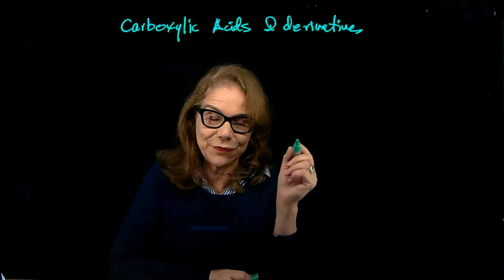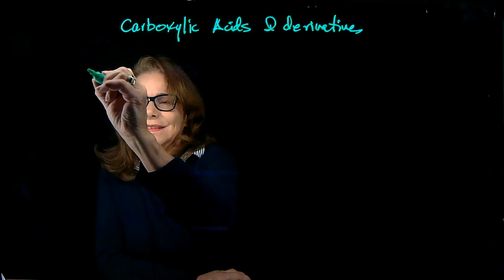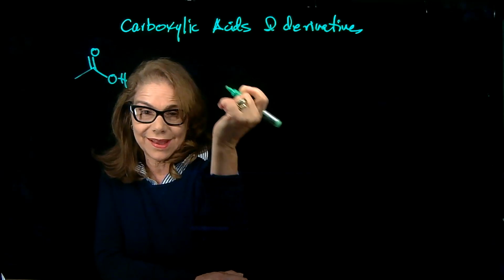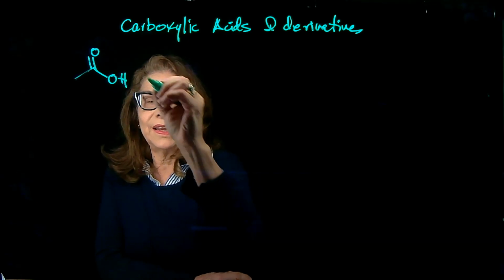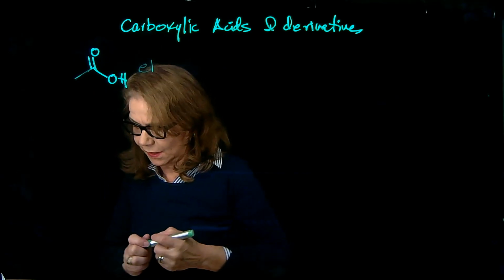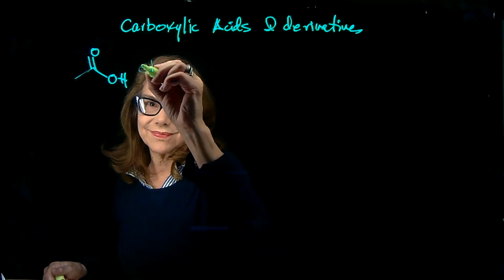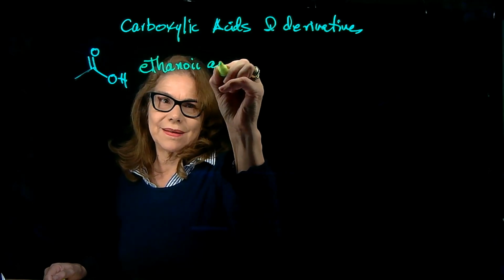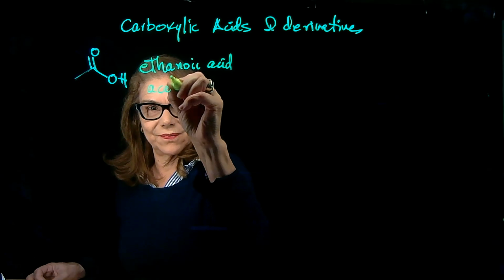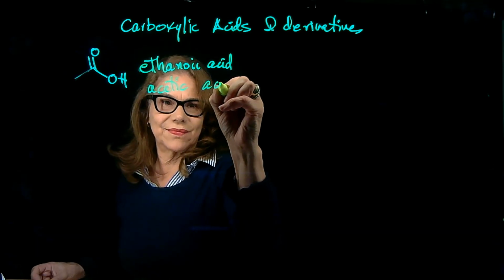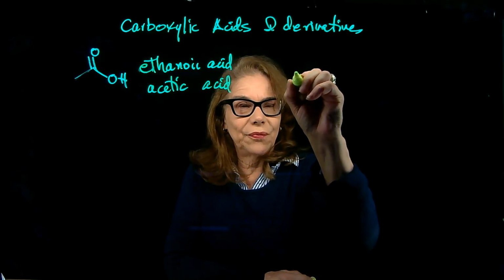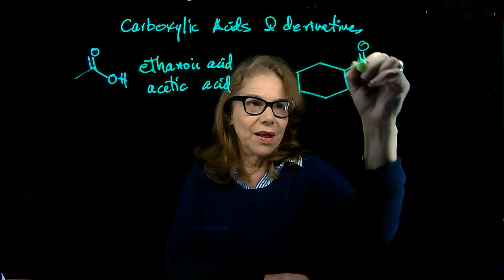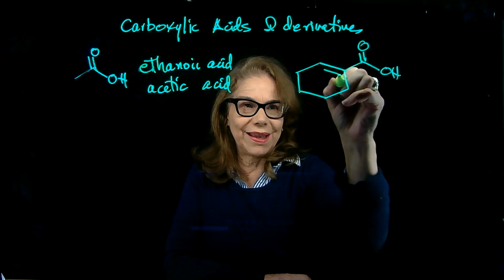So let's name a few more molecules. Carboxylic acids. We did before acetic acid, or ethanoic acid. So let's say ethanoic, or acetic acid. Okay, now if the functional group is attached to this aromatic ring, this is benzoic acid.